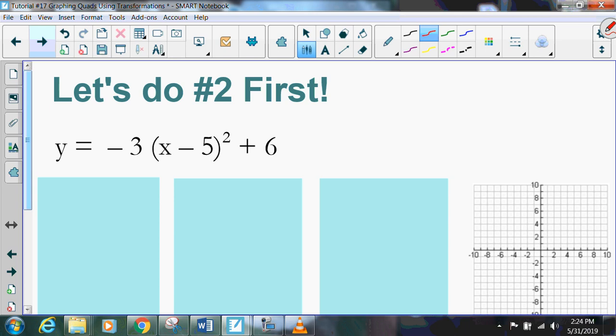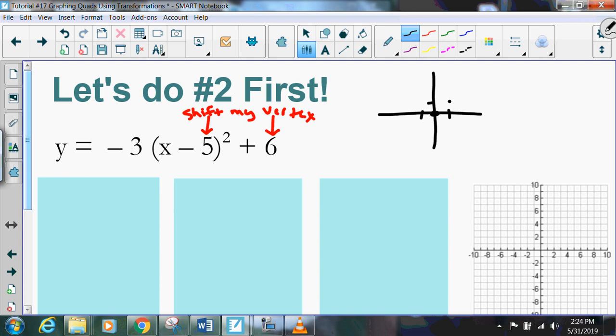All right, I noticed 2 things. I noticed that this right here and this right here are going to shift my vertex. So I want to remember that if I'm starting out thinking about the parent function, right? Over 1, up 1, over 2, up 4. So if I think about that, then y equals -3 times the quantity x minus 5 squared plus 6 is shifting my vertex first.